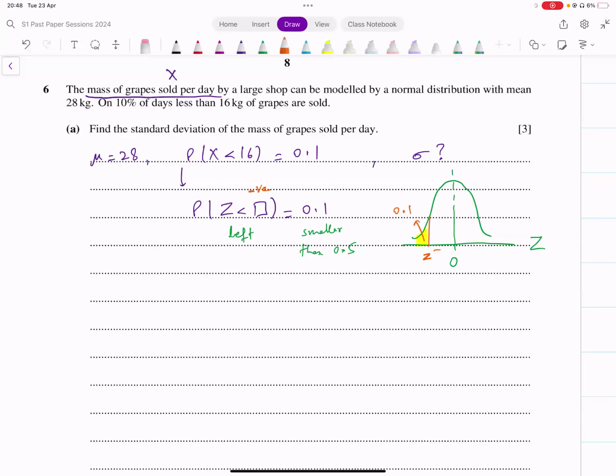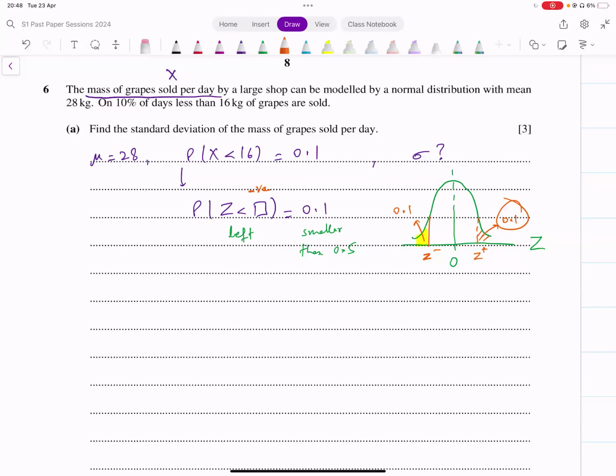Now, this is not the standard form. You can't use the table for this. You have to first flip it. When you flip it, the corresponding area on the right side should also be 0.1. Area to the right of this positive value should also be 0.1. But again, that's not standard form. We want Z less than a positive number.